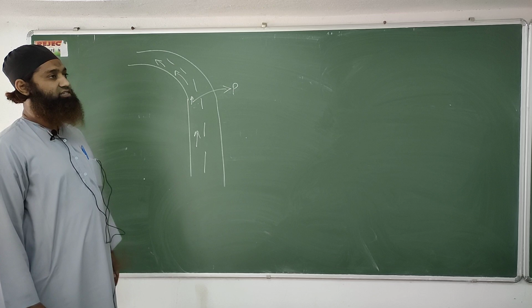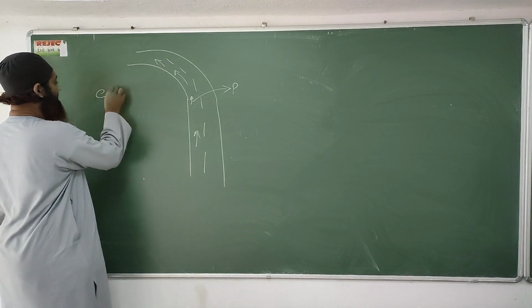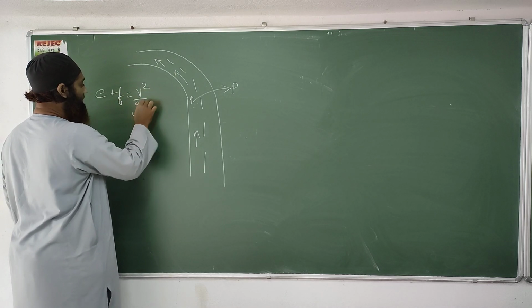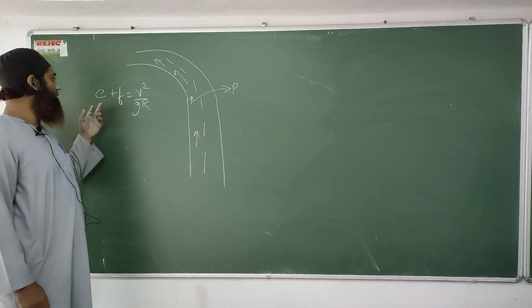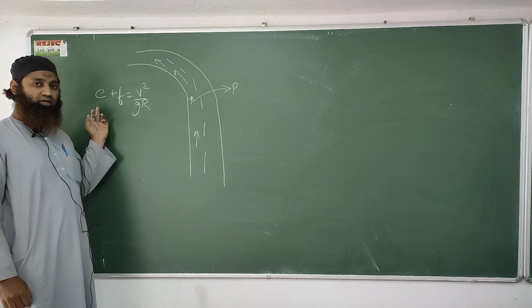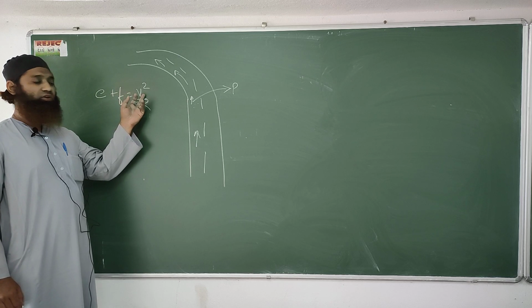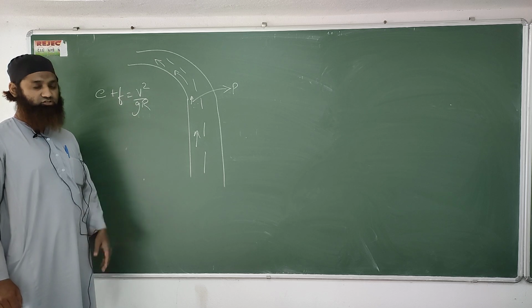That is, we had got E plus F is equal to V square by GR. We had already calculated that E plus F is equal to V square by GR. In this, E is the super elevation, the angle of super elevation, to what amount the outer edge should be raised. F is the frictional force, V is the velocity of the vehicle, G is the acceleration due to gravity, and R is the radius of curvature.